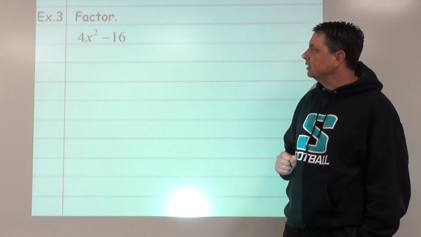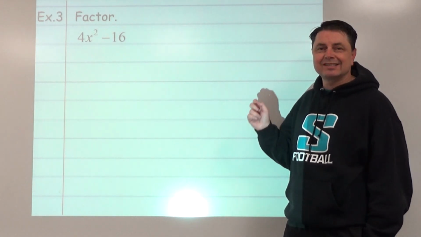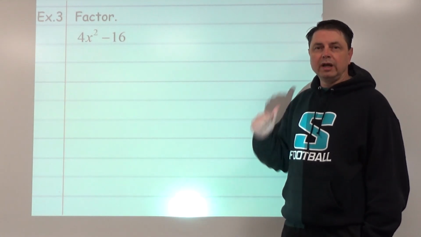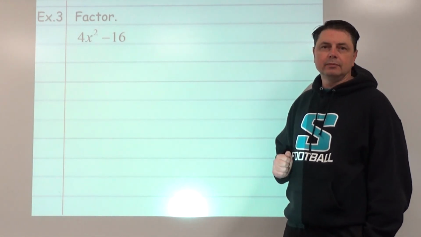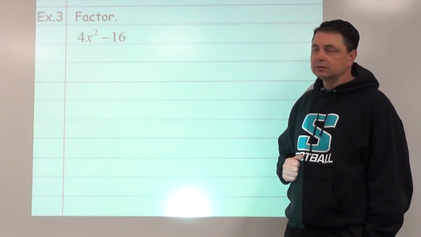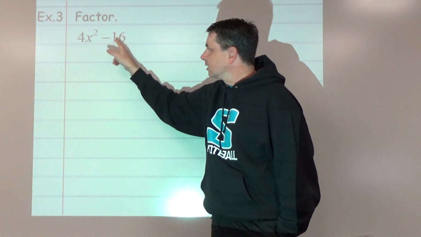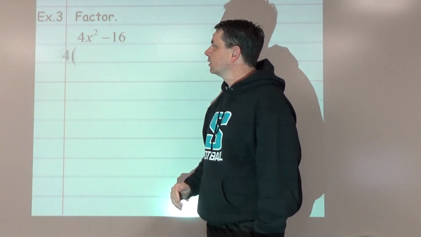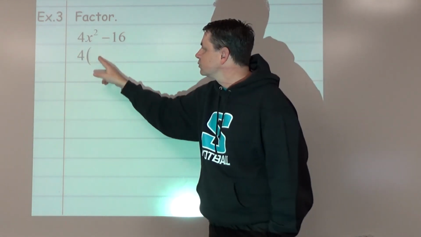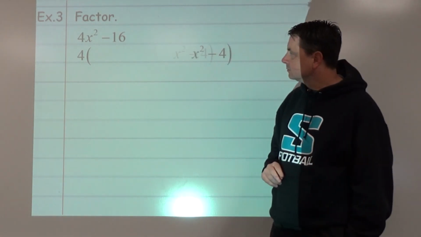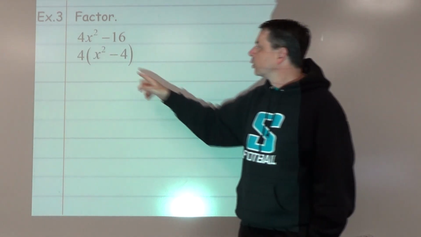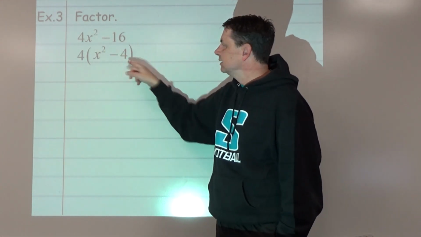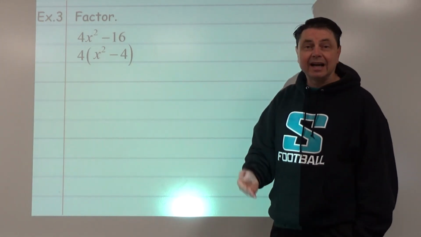Example number 3, 4x squared minus 16. Number 1, always, every time, GCF. There's a 4 in common. We're going to factor out the 4. 4 times what makes 4x squared? X squared. 4 times what makes negative 16? Negative 4. So we did that.